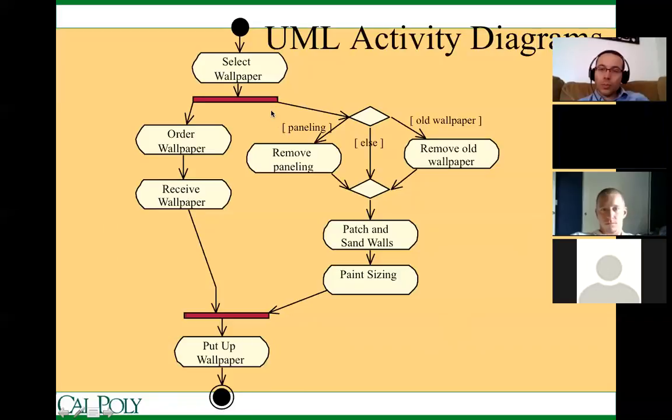Okay? And the ovals inside of there, or the ellipses, are the activities themselves. So those are the things that you do. Usually they're little phrases like this, a verb phrase like select wallpaper and so on. So the example here comes from history.